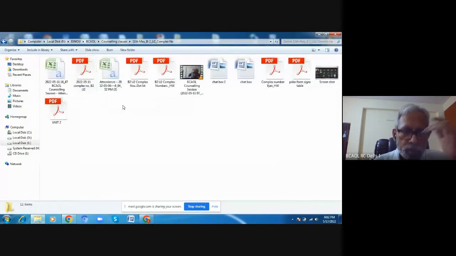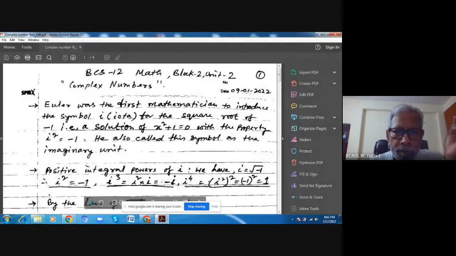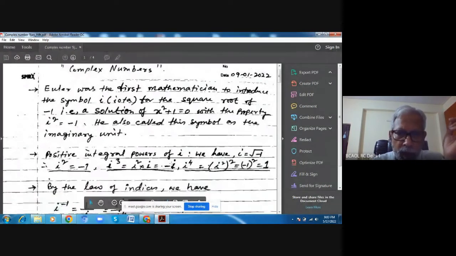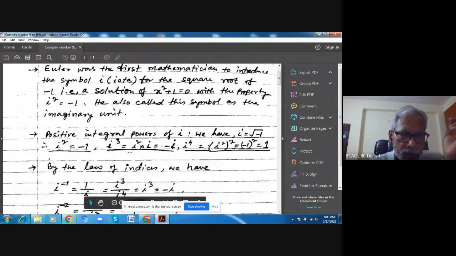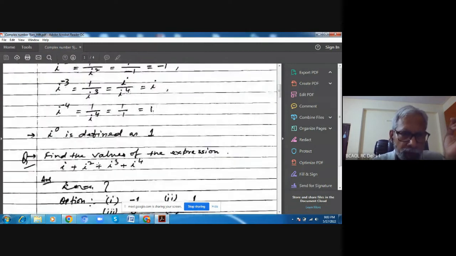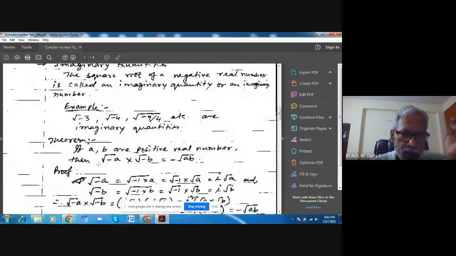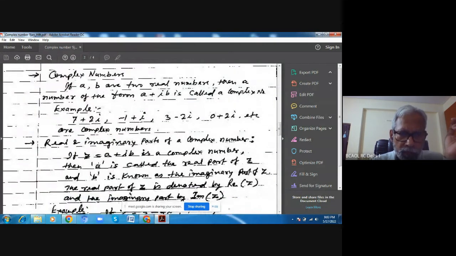Now coming to complex numbers. In complex numbers you see the iota, you have to remember the iota. That is the important thing. Iota is actually the square root of -1. That you have to remember. And the value of iota is important. Then you can go ahead. I can give you another example.